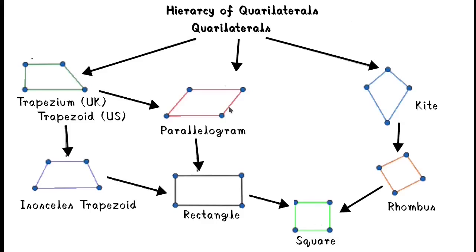A parallelogram can also be created from a trapezoid. A rectangle can also be created from an isosceles trapezoid. We will discuss them further.